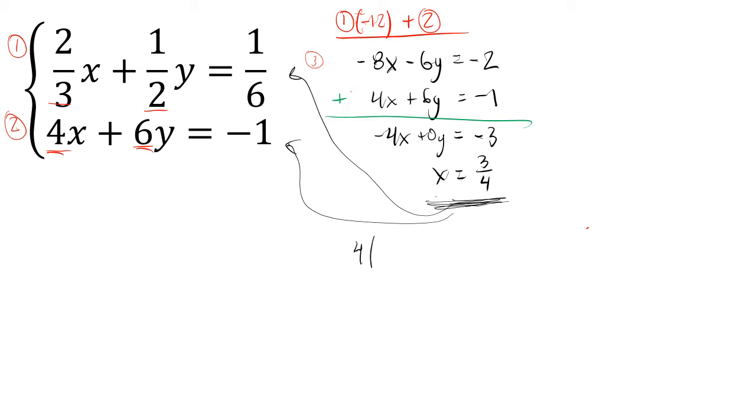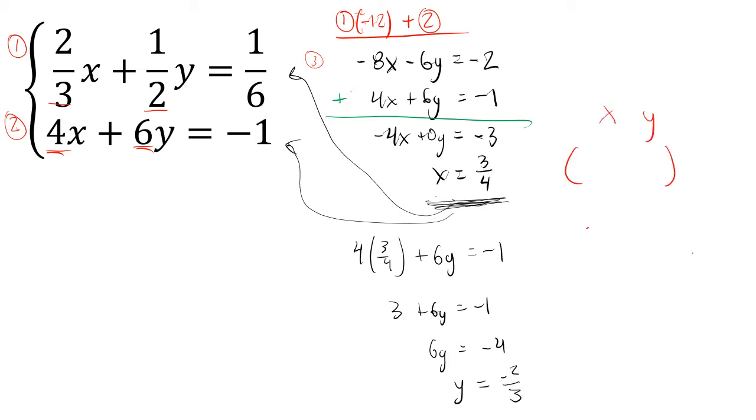So it'd be 4 times 3/4, that's what x is equal to, plus 6y equals negative 1. So this would just be 3 plus 6y equals negative 1. 6y equals negative 4. y would equal negative 2/3 after you solve for y. So then again, to write this answer as an ordered pair (x, y), we would write x, what was x? 3/4, and then y was negative 2/3, and that's it.